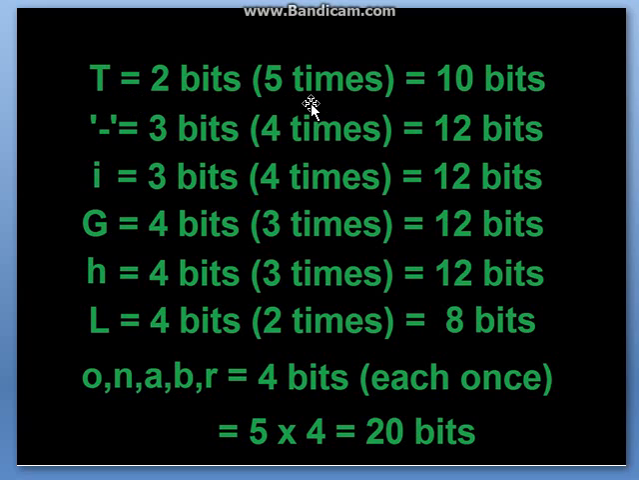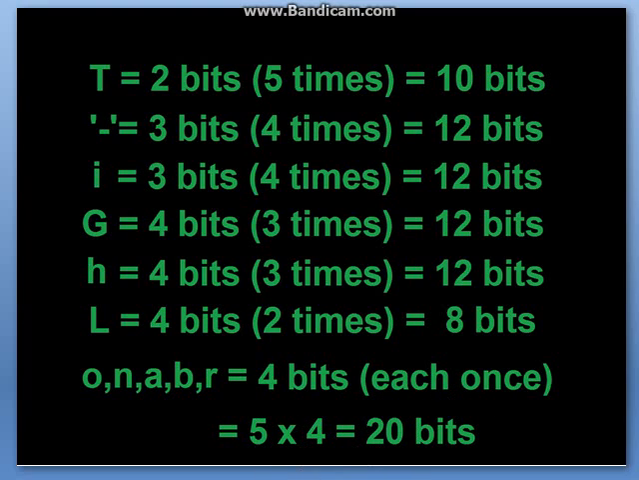Now we'll find out how many characters appeared in entire text. T appeared 5 times in Tonight Lit a Bright Light, and here T can be represented as 0 0. So 10 bits required for transmission of T. Similarly, dash appeared 4 times, and dash is of 3 bits now, so it will take 12 bits. Similarly, other characters O, N, A, B, R, they appeared once and they are of 4 bits, so they will take 20 bits for transmission.